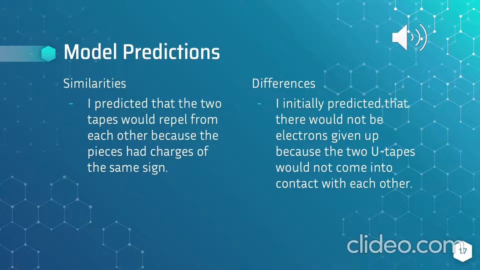Regarding model predictions, I was correct in the fact that the two tapes would repel each other because they had like charges. I was incorrect in that I initially predicted that there would not be electrons given up because there was no physical contact. But as you can see from the results and the GlowScript model, they in fact did transfer over.